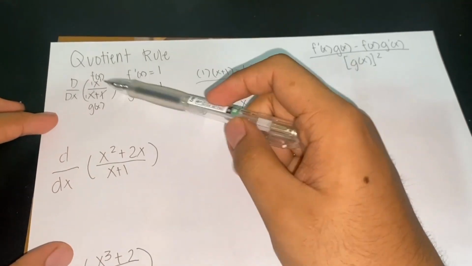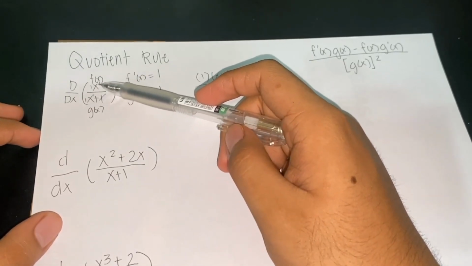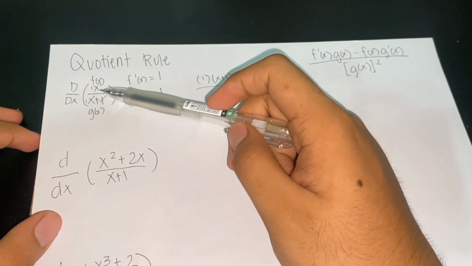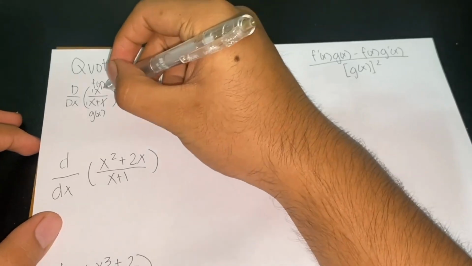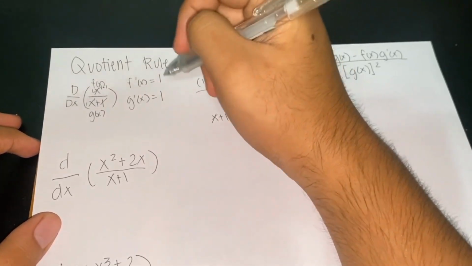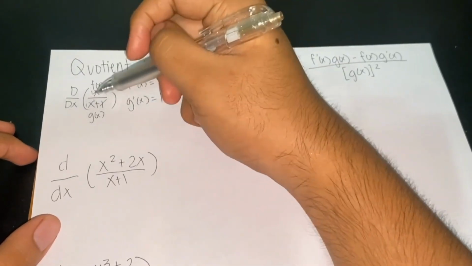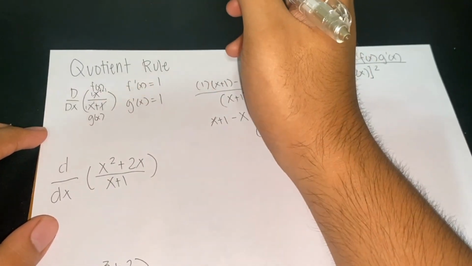all over g of x squared. So the derivative of f of x: since x has an invisible 1 as its power, 1 times 1 would be 1. Then minus 1 here, that would cancel out x. The remaining would be 1. Same for the denominator: x would be just 1, and for the next value, 1, that would just get cancelled out since it is a constant value.